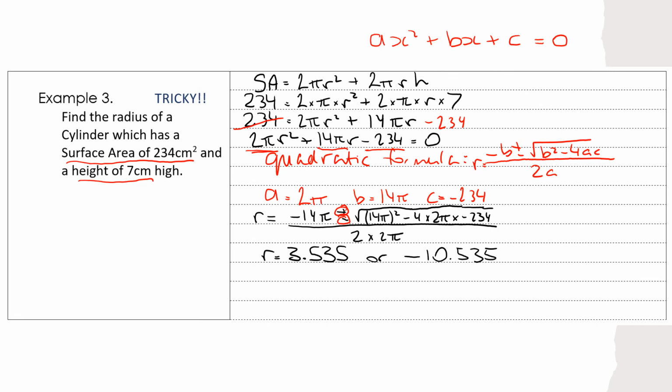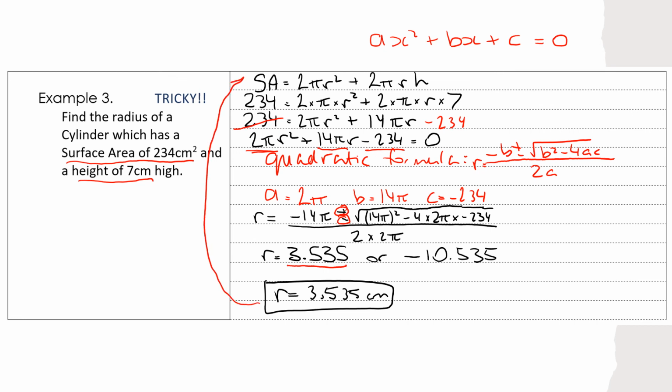Now, the only answer that we can accept is positive 3.535 because it's a distance. Remember, distances can't be negative. So the radius equals 3.535 centimeters, approximately, to 3 decimal places. And that is our answer. If you want to check it, sub this back up into our formula. Given the height is 7, and if you get 234, you're doing a good job.